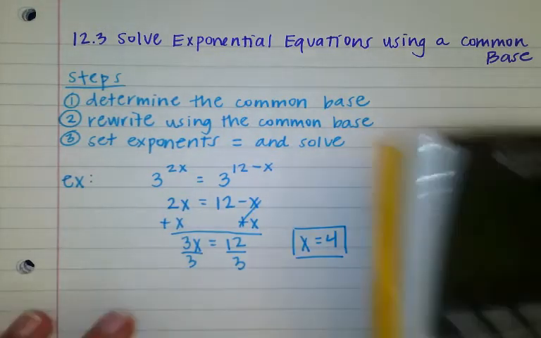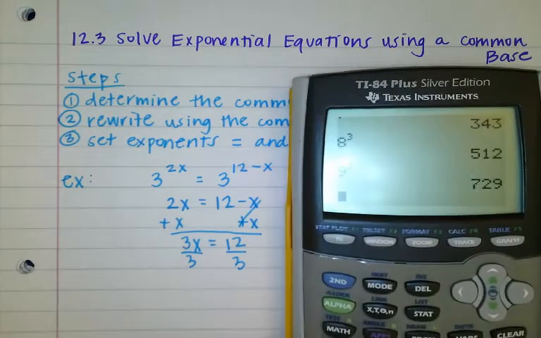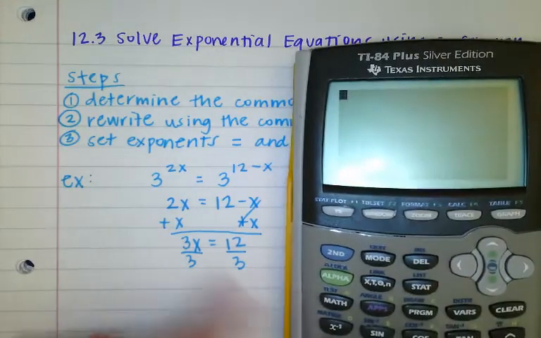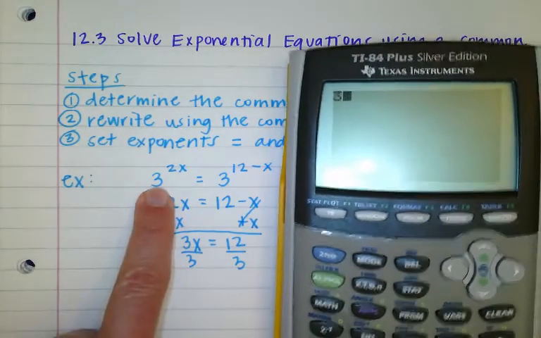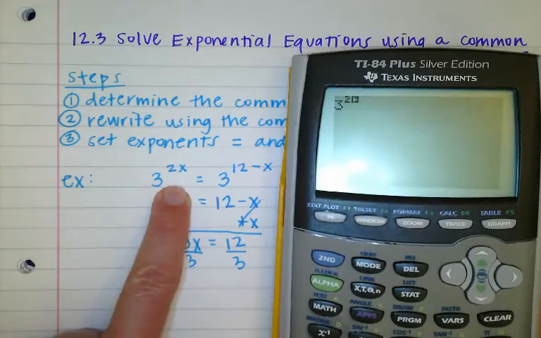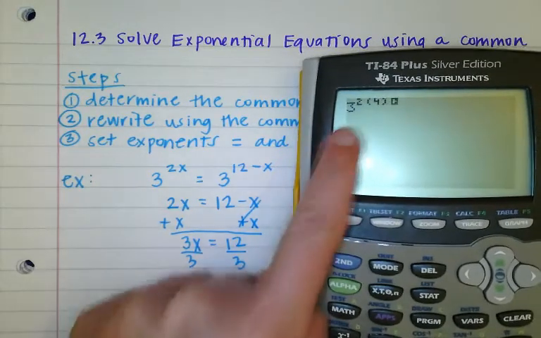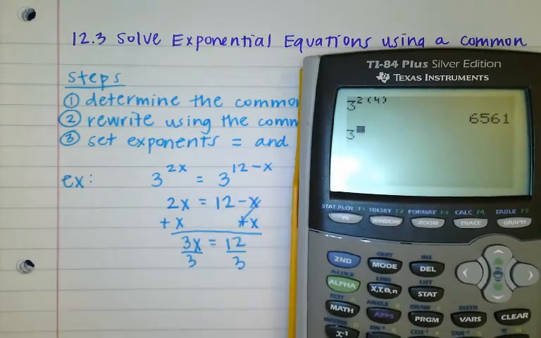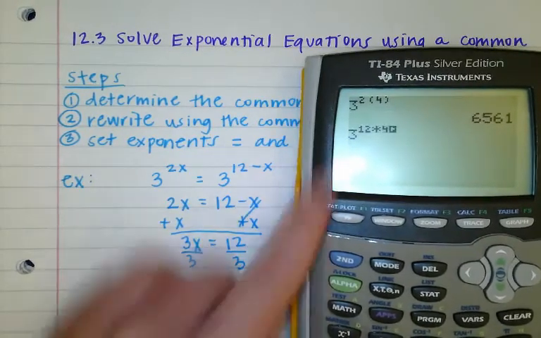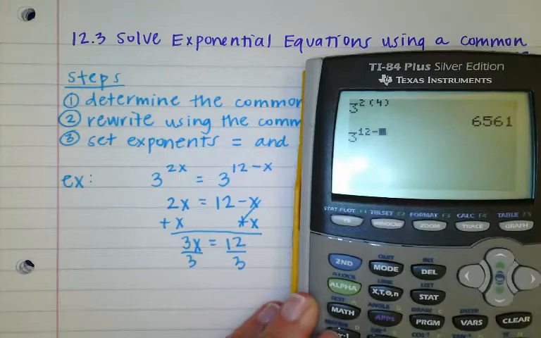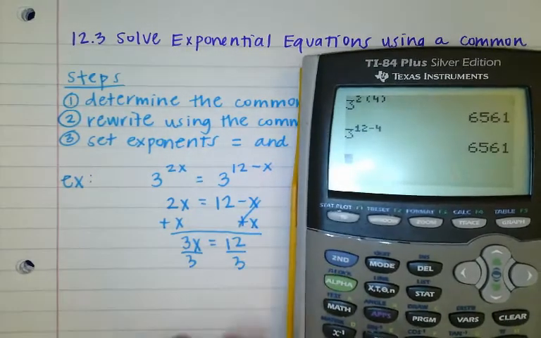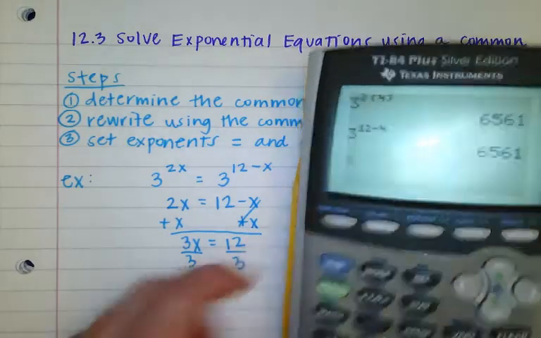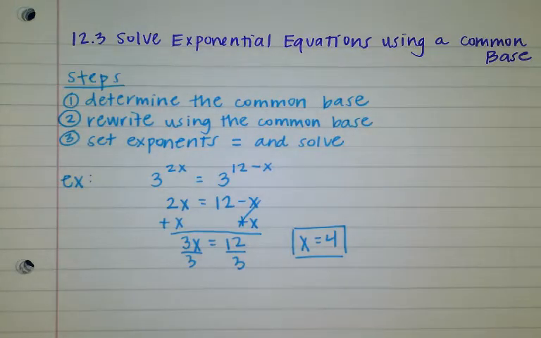Then you can still check and make sure you did it right. So if you go to your calculator, on the left side I would have 3 to the 2 times 4 power, or 3 to the 8th. And then on the right side, 3 to the 12 minus 4. Oops, better use subtraction. 12 minus 4 is 8, so I should get the same number. So these problems are checkable, is what I'm trying to say.